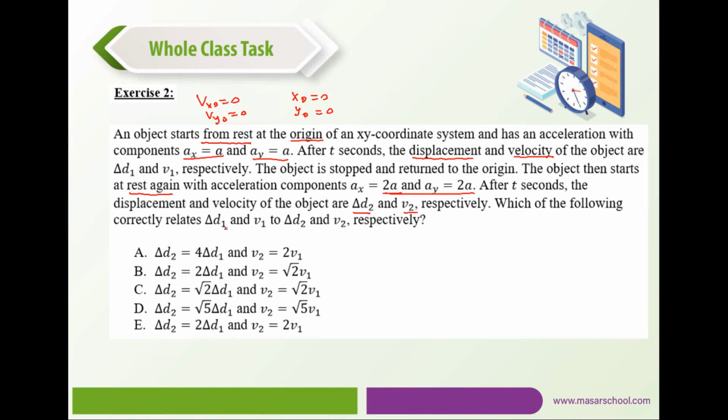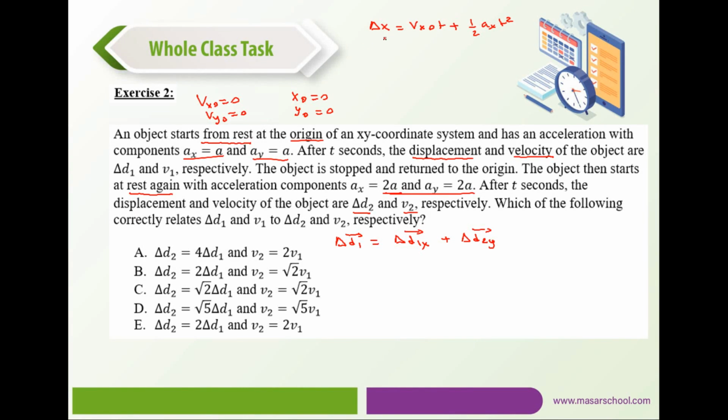Basically we need to express delta d1 and v1 in 2 dimensions, then we can apply the factor of change. Now let me represent them using vector notation. Delta d1 in vector notation has both components: delta d1 along the horizontal, with a vector, plus delta d1 along the vertical, with a vector. Now remember that from the equation of motion for uniformly accelerated motion, delta x is given by vx0 multiplied by t plus half axt squared.